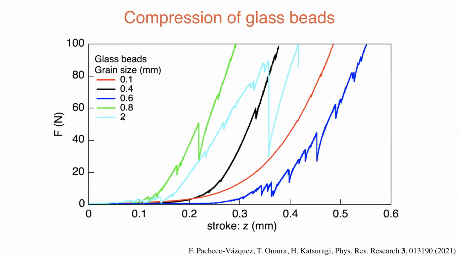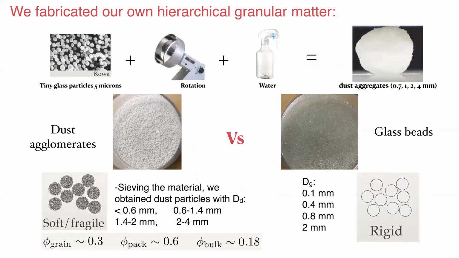But what happens for hierarchical granular material? So first we fabricate our material. We put the tiny glass particles of 5 microns in a rotating drum. Then we add some water, we spray water. And then by rotation, we induce the formation of these agglomerates. These agglomerates, in fact, are very, very porous. They are soft and fragile, so you can deform them, but there is a point when they break.